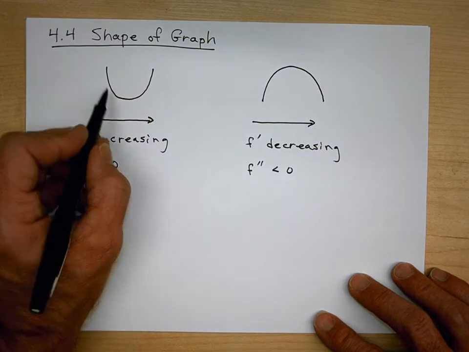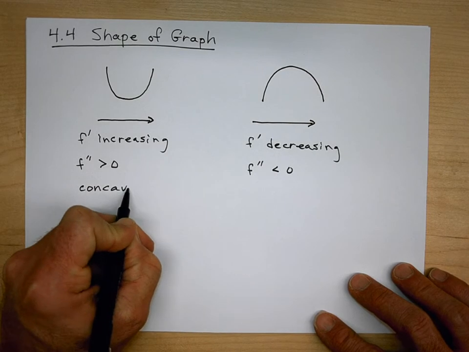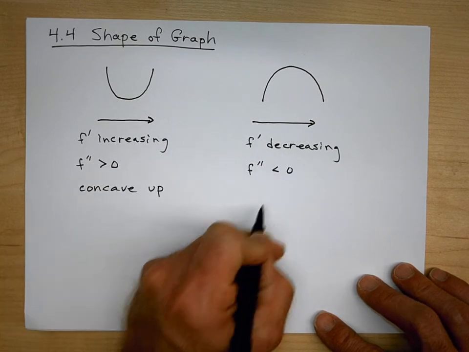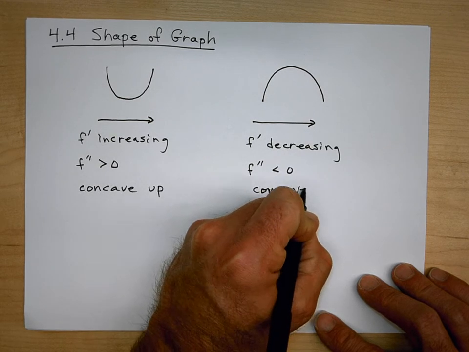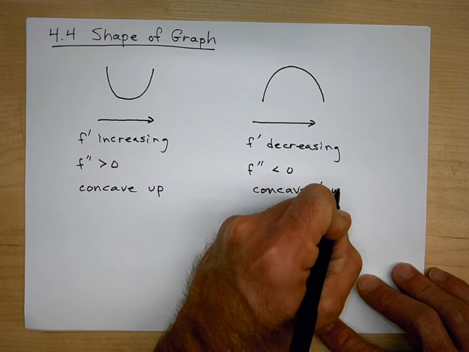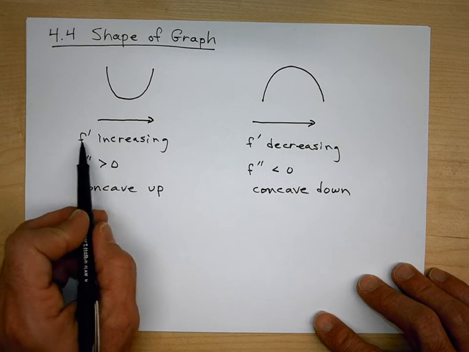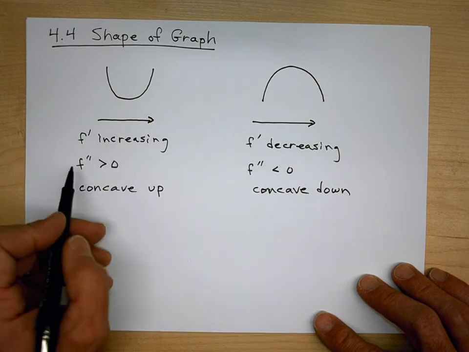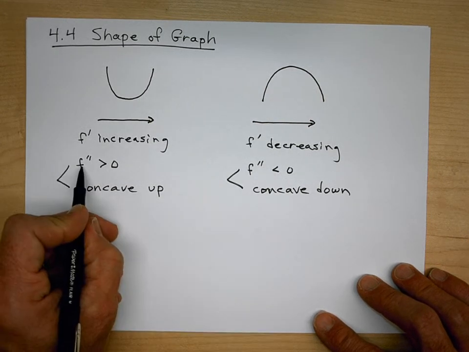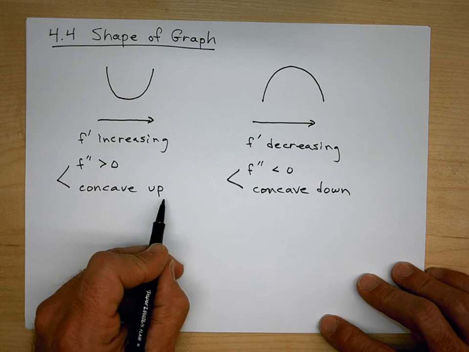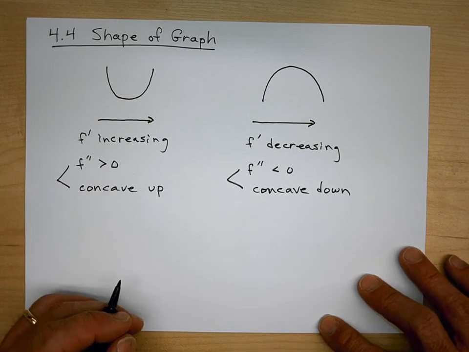We call this shape concave up and this shape concave down. Although I wanted you to use this idea of the first derivative increasing or decreasing to get these, this is what you want to tie together here: when your second derivative is positive, the shape of the graph along that interval is concave up. Let me go ahead and just define it.